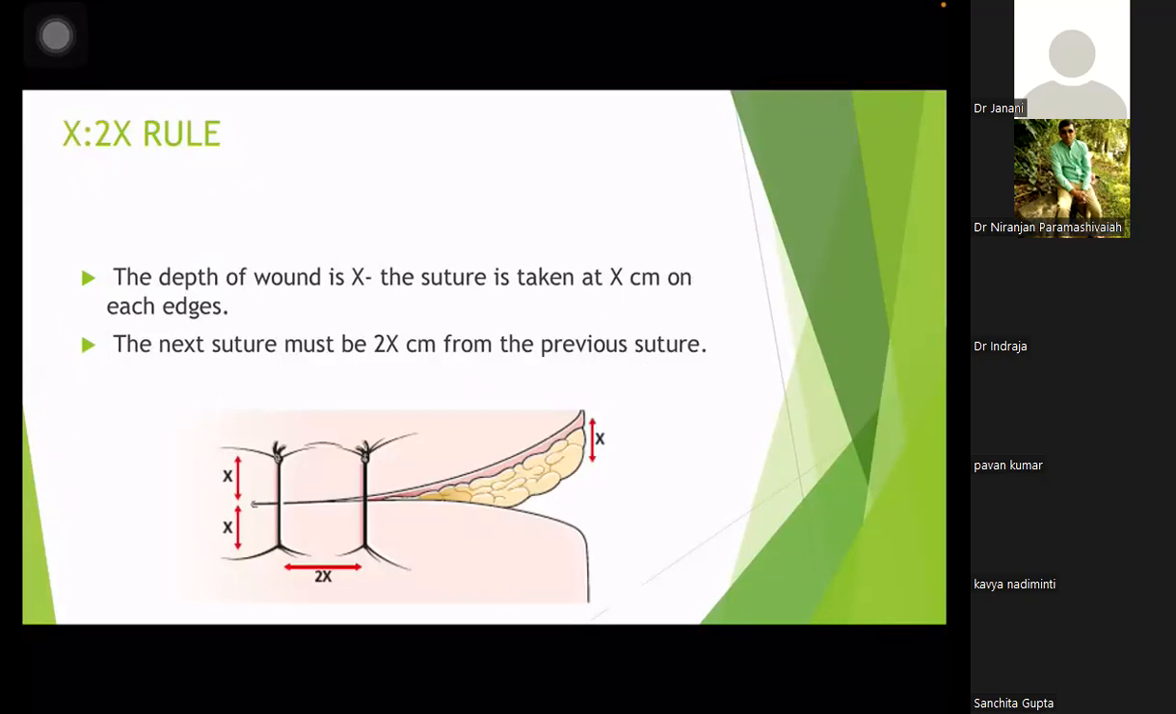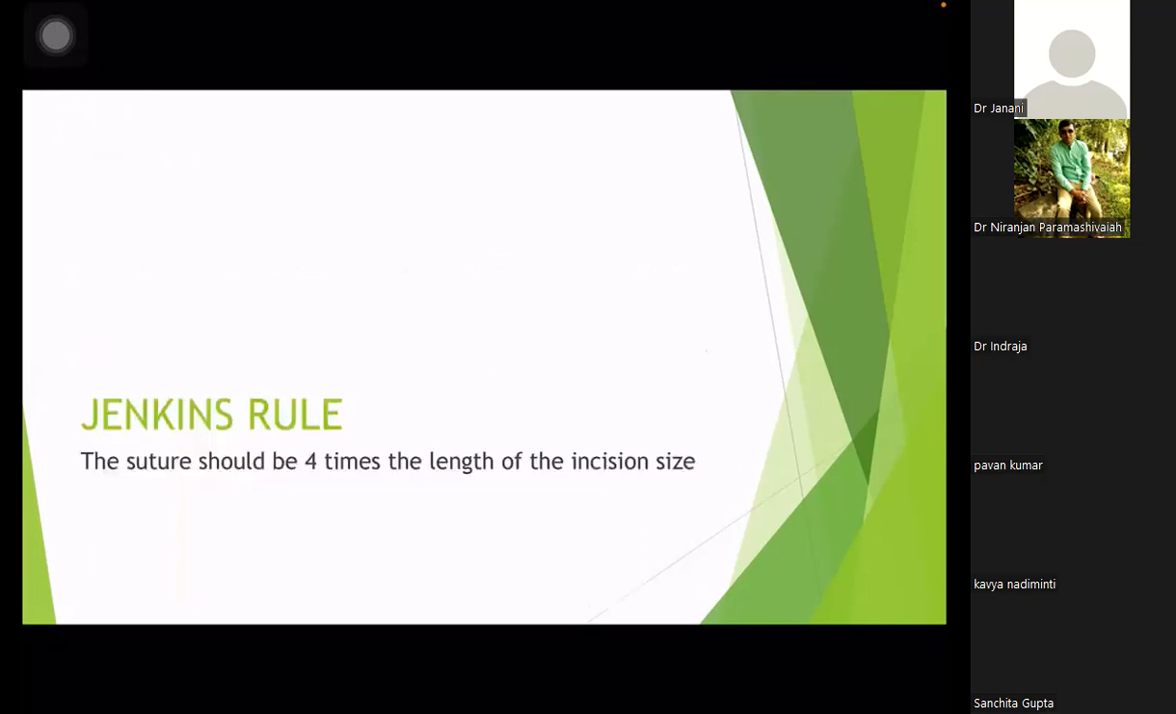And the 2x rule, in which the depth of a wound is, if it is X, the suture prick has to be X centimeters from the incision, and the distance between the two sutures should be 2x of the depth of the incision, sir. And Jenkins rule: the suture material has to be 4 times the length of an incision, sir.